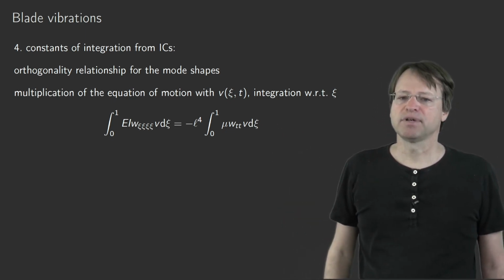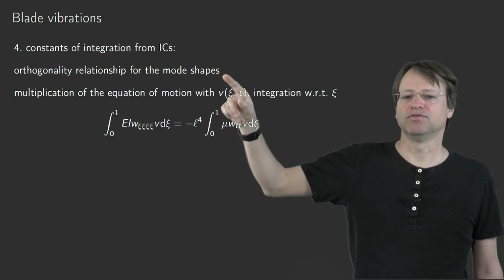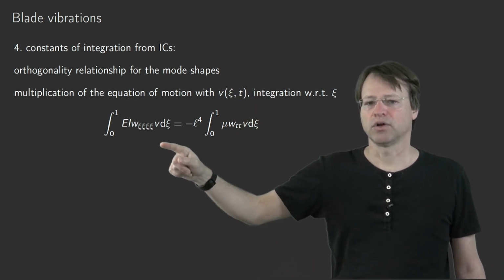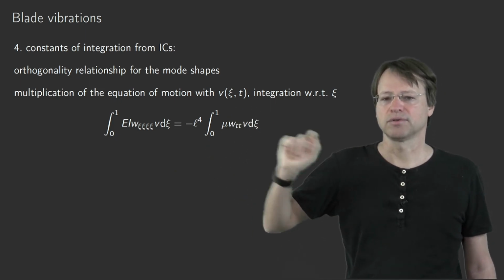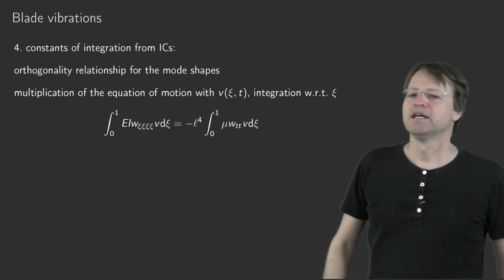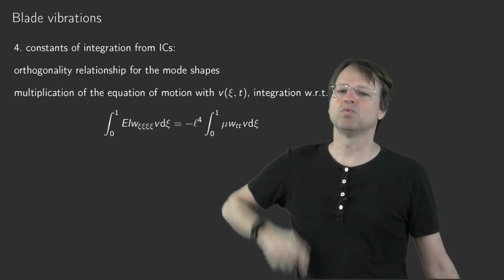Therefore I multiply both sides of the equation of motion with some function v. We put the inertia part on the right hand side, therefore with a negative sign, and then I integrate from 0 to 1.